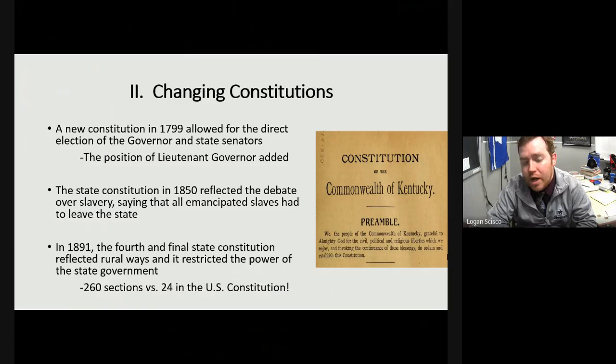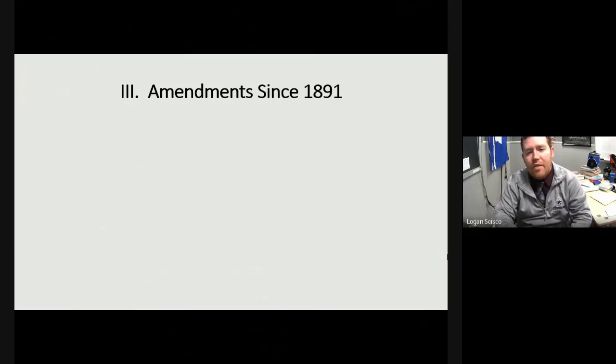So Kentucky's been through 4 constitutions, but all of them kind of reflect the changing dynamics of their times: establishing a new state, making modifications, the slave debate within the Civil War, and then finally the more rural population of Kentucky in 1891. However, there have been ways to change the Constitution since 1891 without changing the entire document, and this is part of the amendment process.